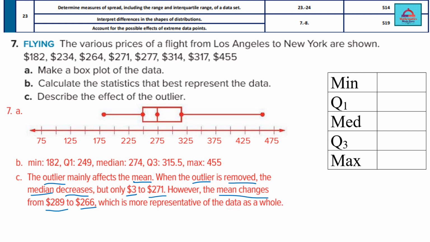Therefore, the statistic that best represents the data is the mean here. Mean is better than median because mean is getting affected less by the outlier. It is just by a difference of 289 to 266, which is more representative of the data as a whole. So this is the effect of the outlier, and mean is the statistic that best represents the data.